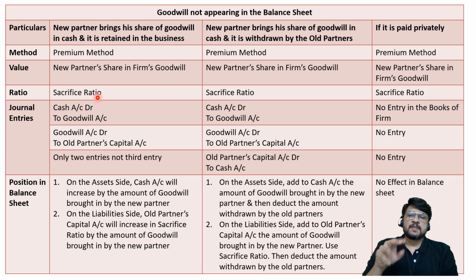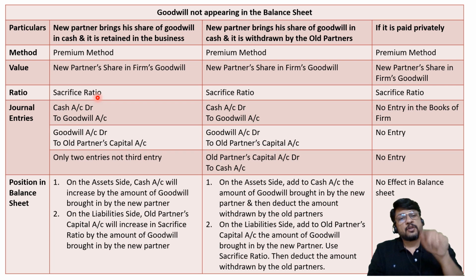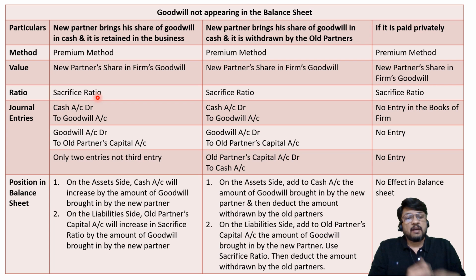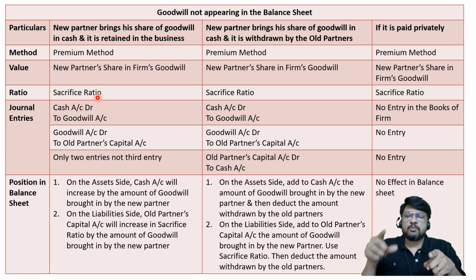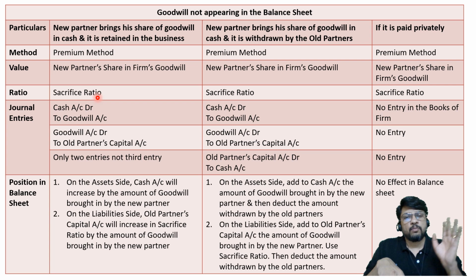Sometimes the problem may specify goodwill is not appearing in the balance sheet, and new partner is bringing his share of goodwill in cash. But after he is bringing in cash, the old partners are withdrawing the goodwill. So first point same, goodwill is not appearing in balance sheet. Second point same, new partner is bringing his share of goodwill in cash. But third point is different. In the earlier situation, it was assumed by us that it is retained in the business. In the new situation, we are saying that it is withdrawn by the old partners.